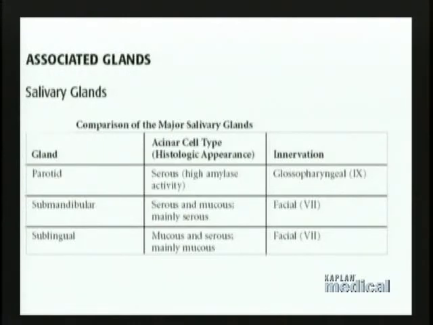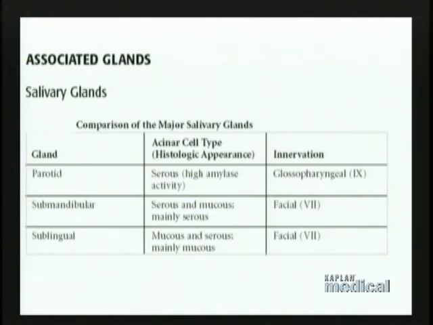And then finally, let's look briefly at the associated glands that are part of the gastrointestinal system. We know that there are 3 different kinds of salivary glands: parotid, submandibular, and sublingual, having different levels of serous versus mucus types of activity. The parotid gland, high amylase activity, is a pure serous gland, whereas the submandibular and sublingual glands are mixed glands, submandibular being mainly serous, sublingual gland being mainly mucus.